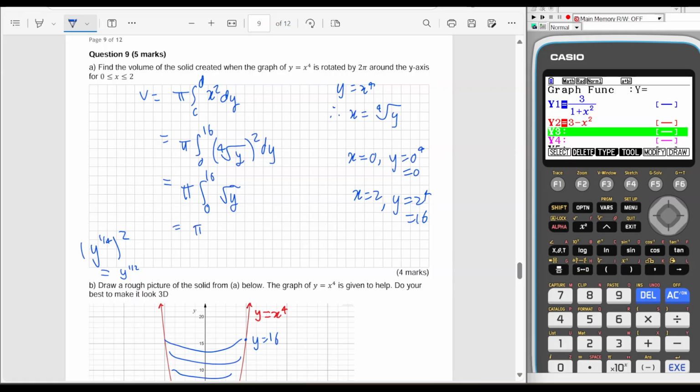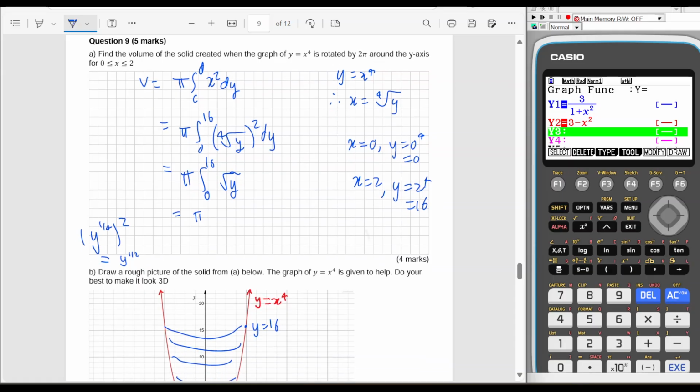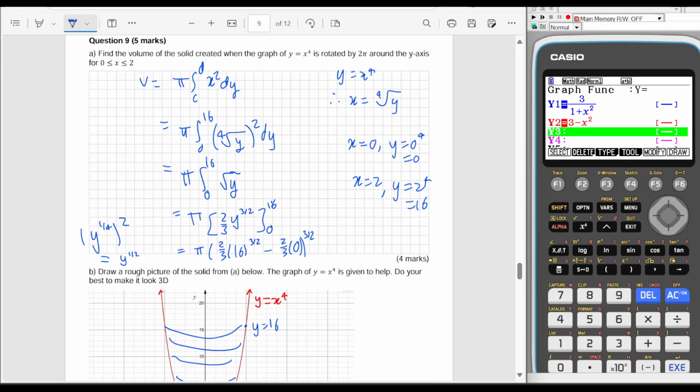So really that's pi. Well, technically I don't even ask you for the exact value or working or anything, so you could chuck it into your calculator, but I'll do it this way for completeness. That's y to the half, so you get y to the power of 3 halves over 3 halves, or in other words, times 2/3. This is from 0 to 16. This is pi. You're going to get 2/3 of 16 to the power of 3 halves, and 2/3 of 0 to the power of 3 halves.